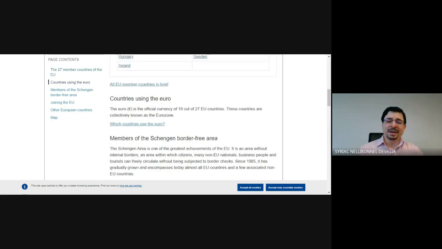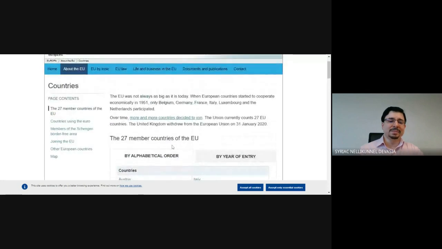So you can read here who are the member countries. Currently there are 27 member countries. Earlier it was 28, but UK withdrew officially on January 31, 2020.